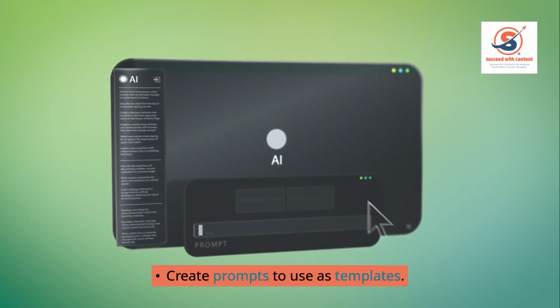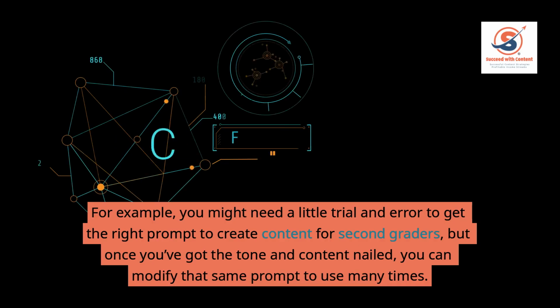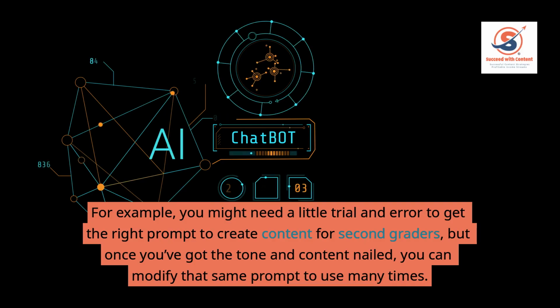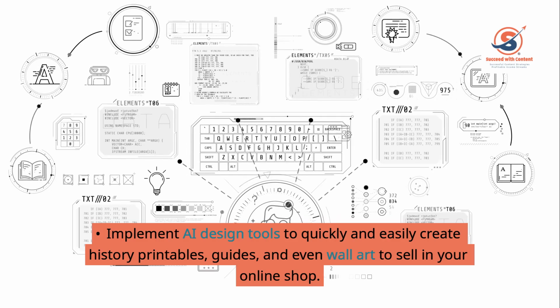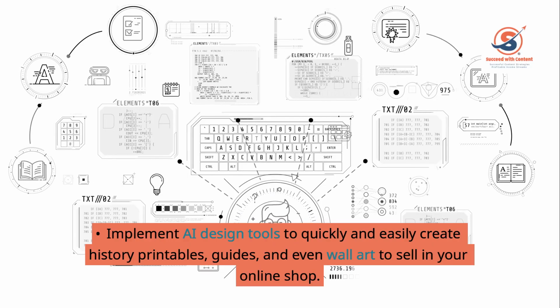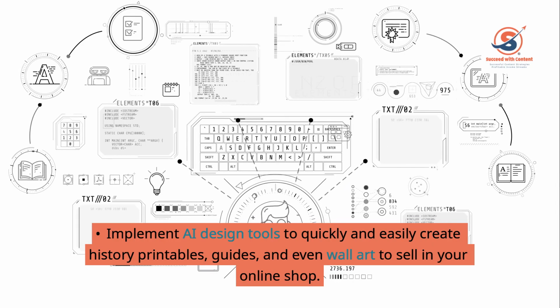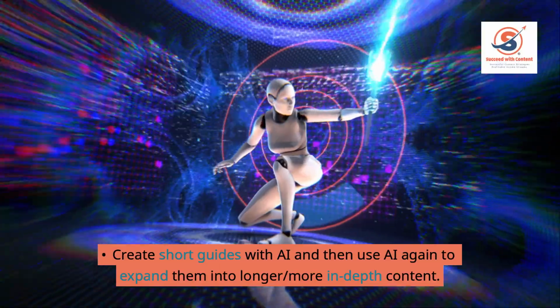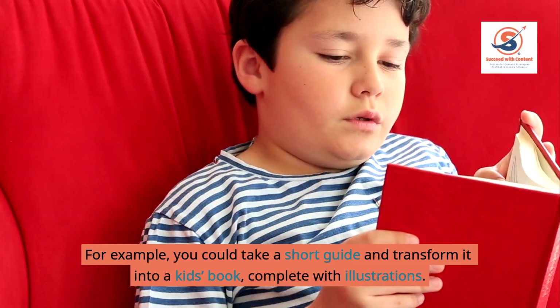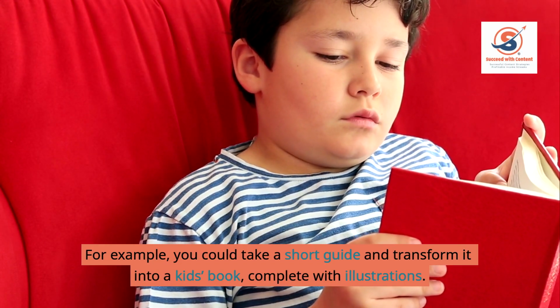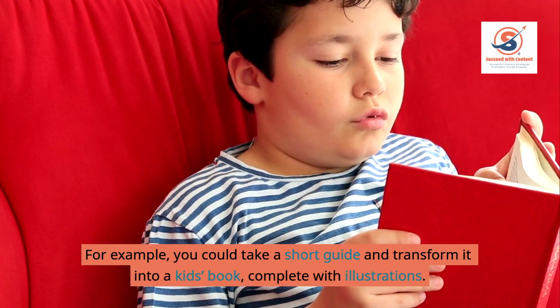Create prompts to use as templates. For example, you might need a little trial and error to get the right prompt to create content for second graders. But once you've got the tone and content nailed, you can modify that same prompt to use many times. Implement AI design tools to quickly and easily create history printables, guides, and even wall art to sell in your online shop. Create short guides with AI and then use AI again to expand them into longer, more in-depth content. For example, you could take a short guide and transform it into a kid's book, complete with illustrations.